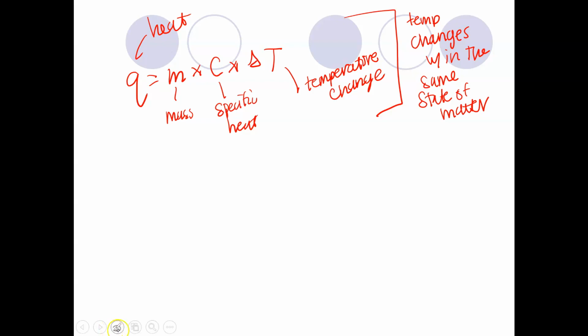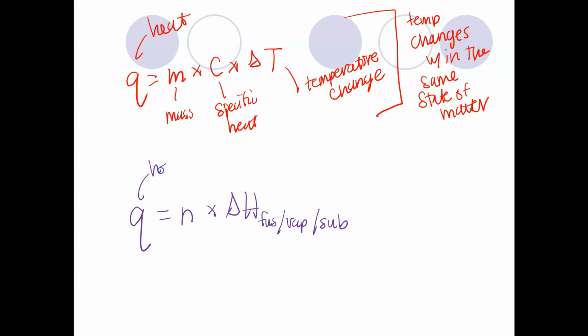So we have to have ourselves a new mathematical equation that takes into account these heats of vaporization, these heats of fusion, and these heats of sublimation. So in some ways it looks like the other one. So Q equals, Q for heat, n, which if you think of chapter 10, that stood for moles. And then delta H of fusion, vaporization, or sublimation. Those are the heats of vaporization, of fusion, or sublimation. You would use whichever one you would need in the question.